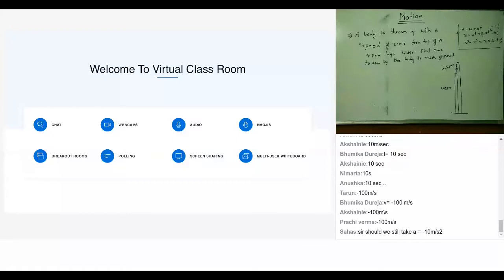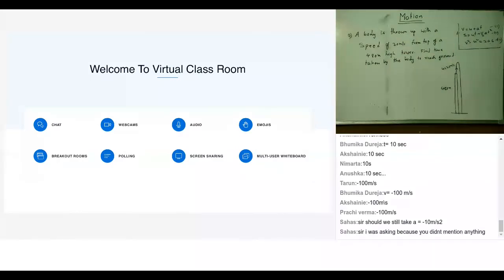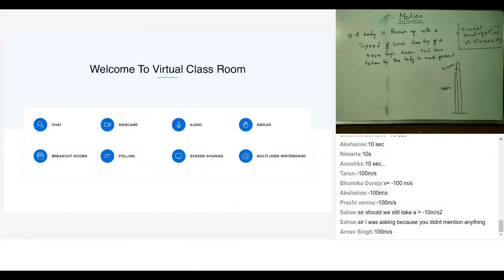Yes, Sahas, it is always minus 10, right? So whatever we do here, acceleration due to gravity will always be minus 10 meter per second square. Not only here, always, because acceleration due to gravity is directed downward. So we don't have to mention it, Sahas. It is always done. Others.